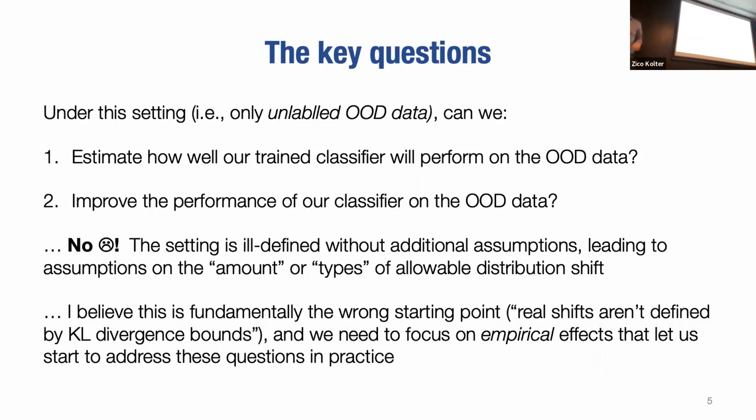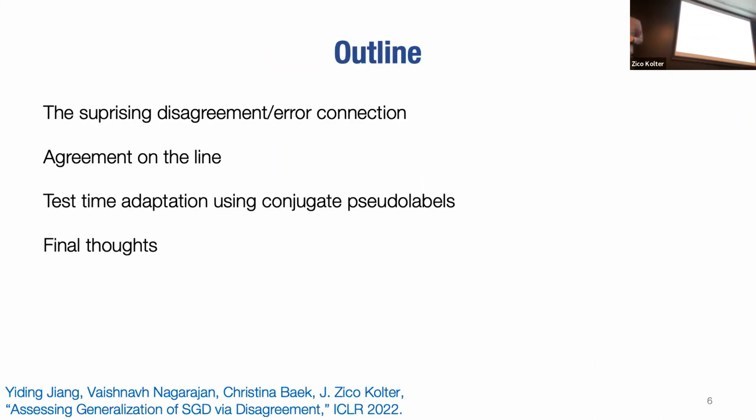And that's going to be the agenda here. We're going to go through 3 different examples: one on the disagreement-error relationships, one based upon what we call agreement on the line, and one based upon a technique called test-time adaptation using conjugate pseudo labels. And I'll finish with some final thoughts. So that's the agenda today. As I said, if I don't get through all 3 of those, it's okay. But hopefully I'll get through enough of these things to at least get you excited about some of them.